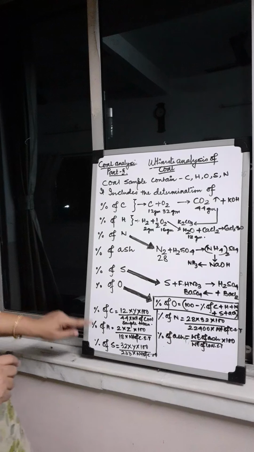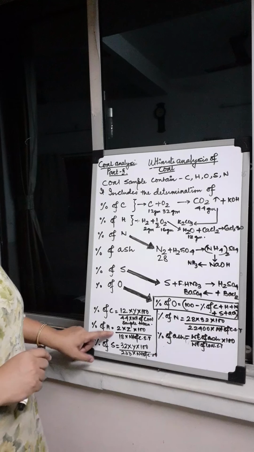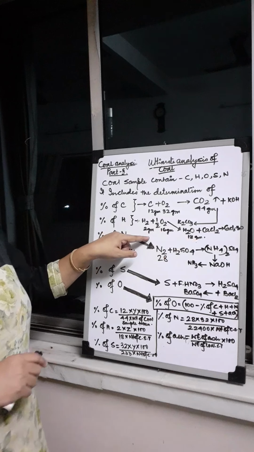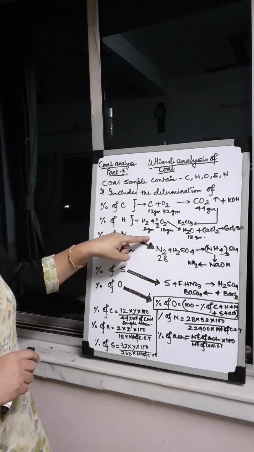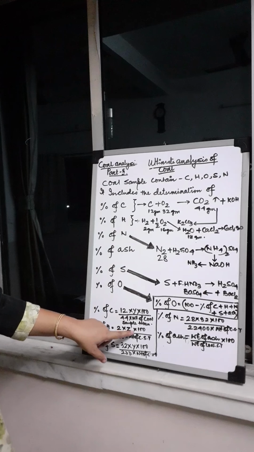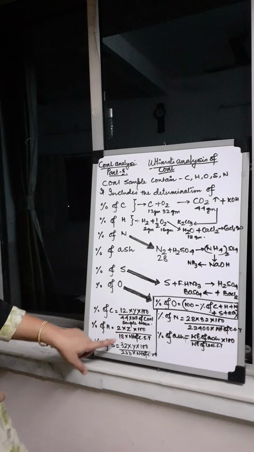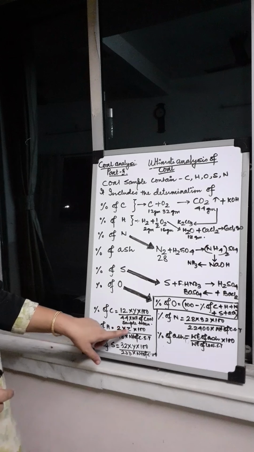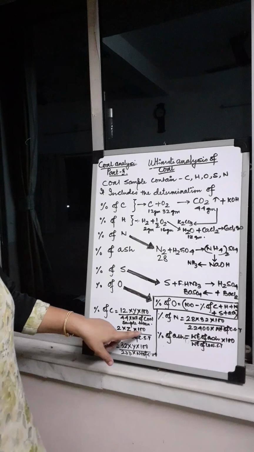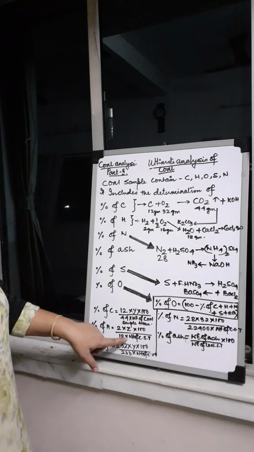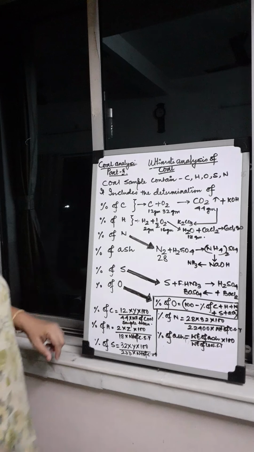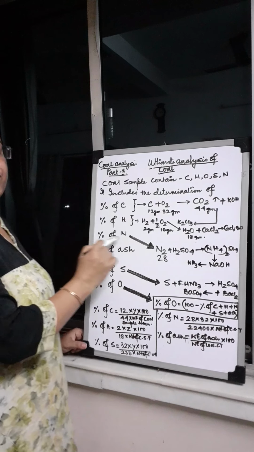Next, percentage of hydrogen. In 18 gram of water, 2 gram of hydrogen is present. So by the unitary method we have to calculate the amount of hydrogen present. So 2 into z, that is the amount of water formed, into 100 divided by 18 into weight of coal sample taken.